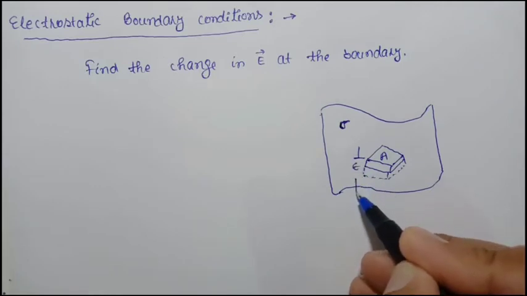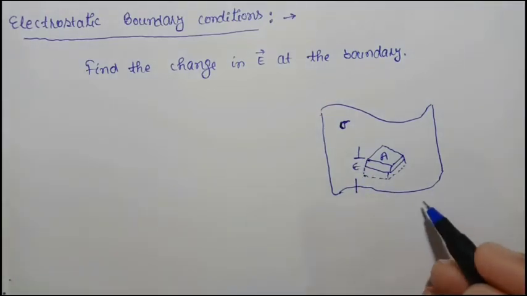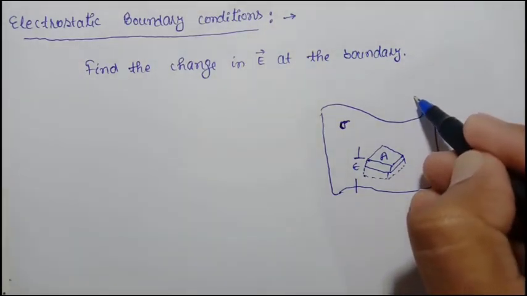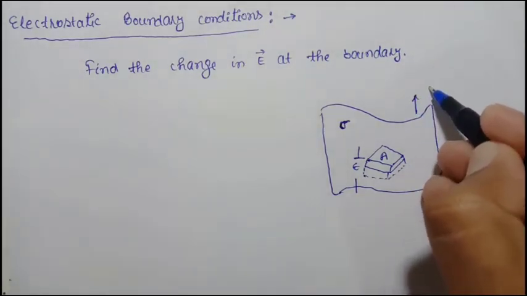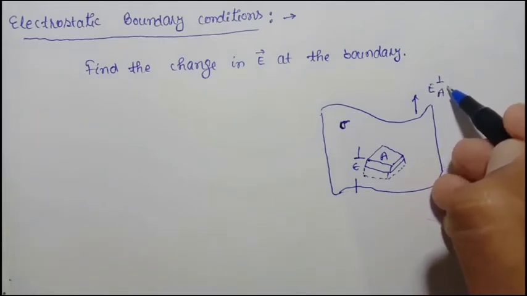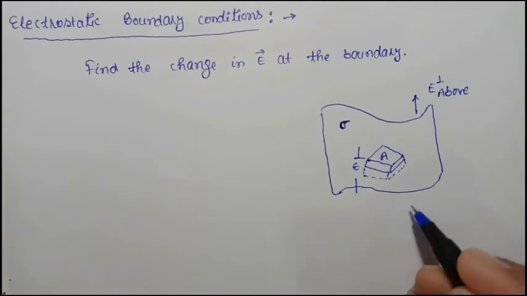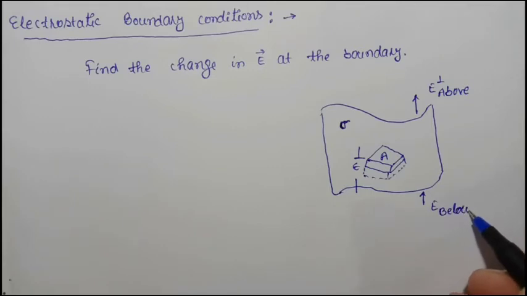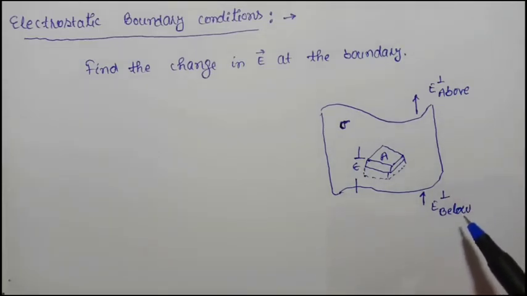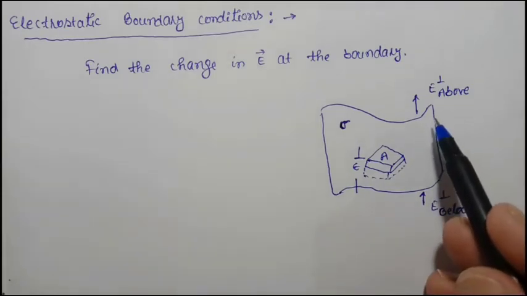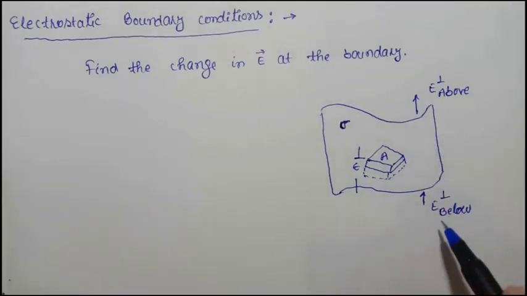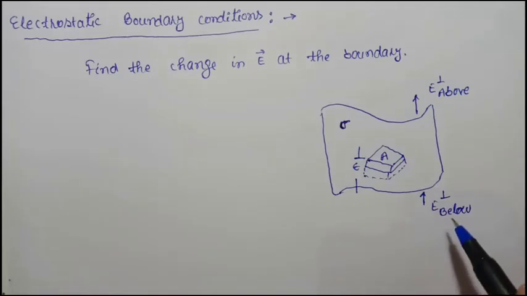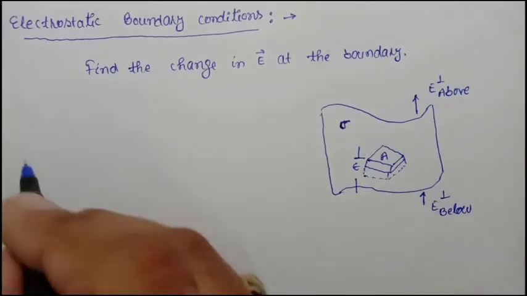this pillbox is epsilon. In this case here we will discuss first the perpendicular component, that is suppose here we have an electric field. This is above the surface, and here we have another electric field that is below the surface. Now here E perpendicular above is just above the surface and E perpendicular below is just below the surface.